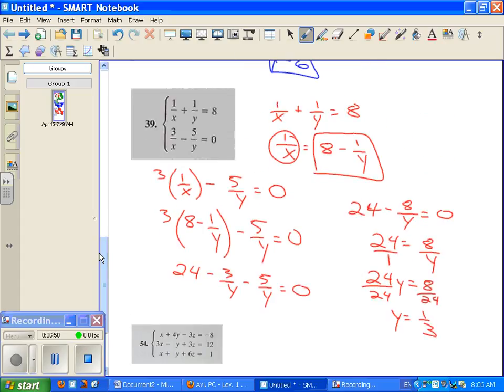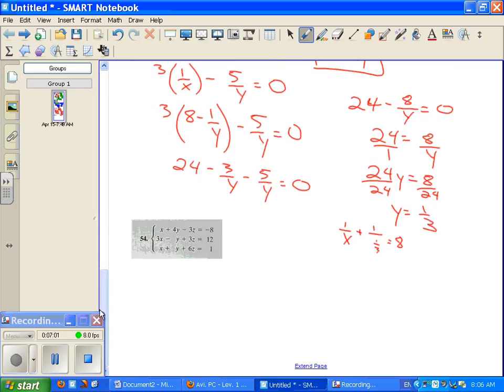Because then when I take this and plug it back up into here, I'll have 1 over x plus 1 over 1/3. What is 1 over 1/3? 3. So I get 1 over x plus 3 equals 8. So 1 over x equals 5. So what's x? 1/5. So you're going to get 1/5, 1/3.